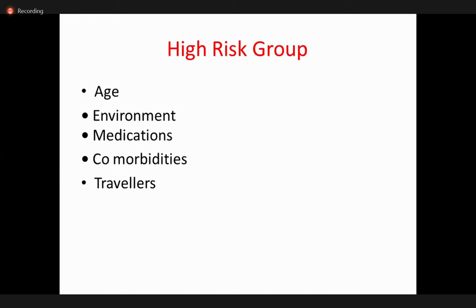The high-risk group usually includes the extreme age groups, like adults above 50 or the young ones. Environmental factors are also associated. Certain medications are responsible for causing diarrhea, and if the person has other diseases or comorbidities, he or she will be more prone to diarrhea. Travelers are also at high risk because when they travel from one country to another, the chance of ingesting contaminated water and food is higher. So it will lead to diarrhea.